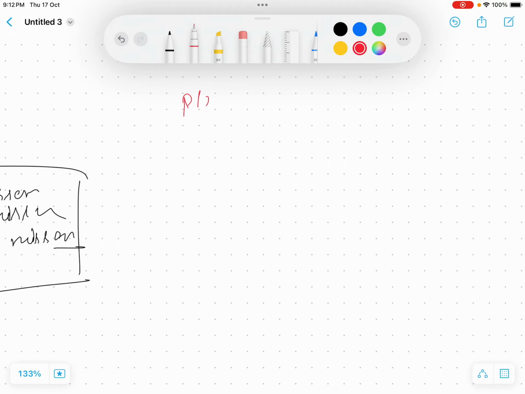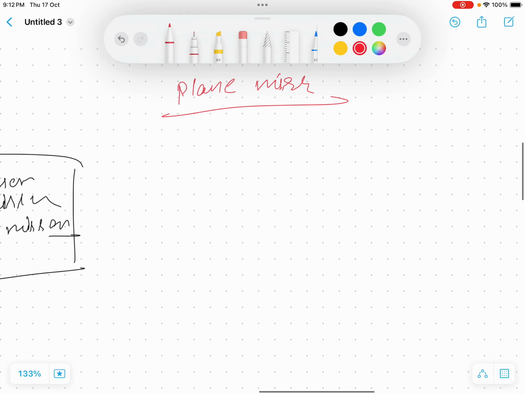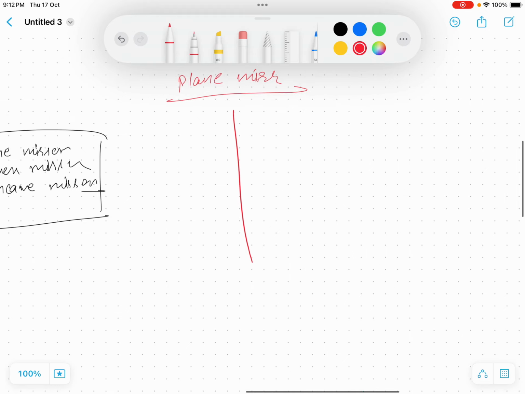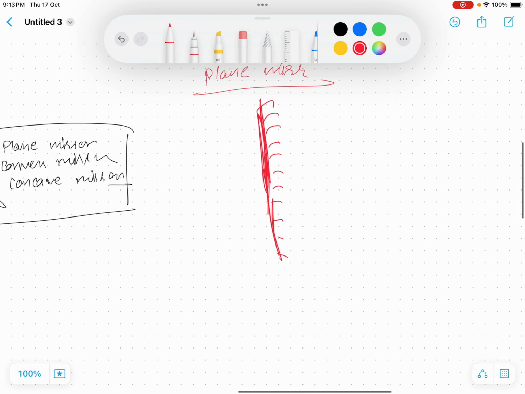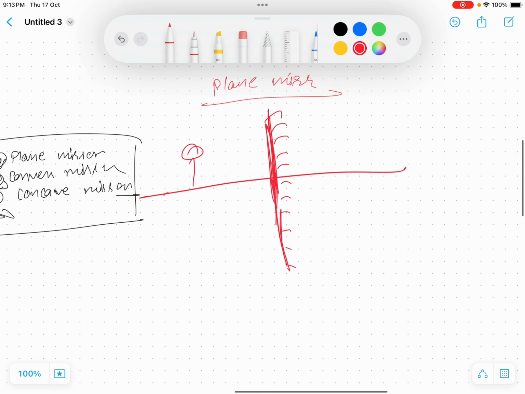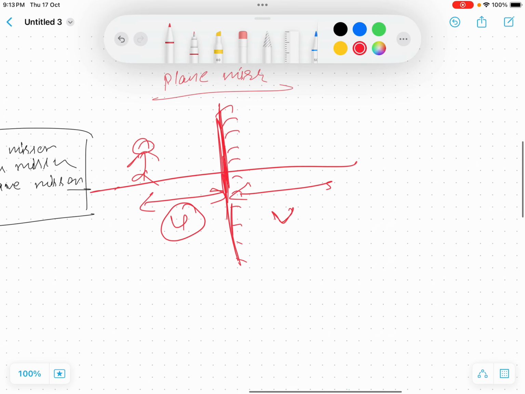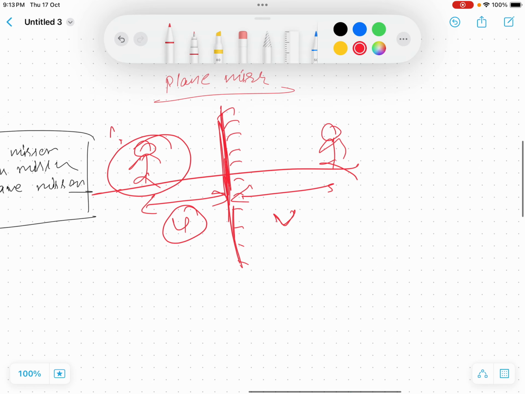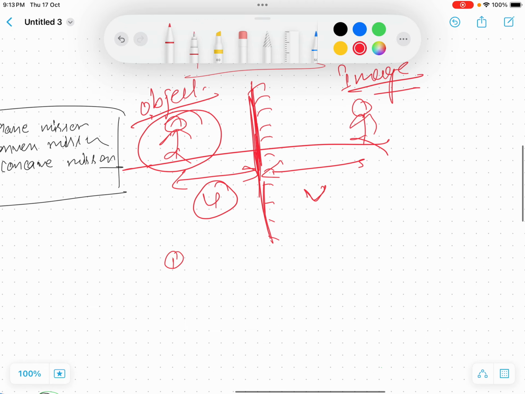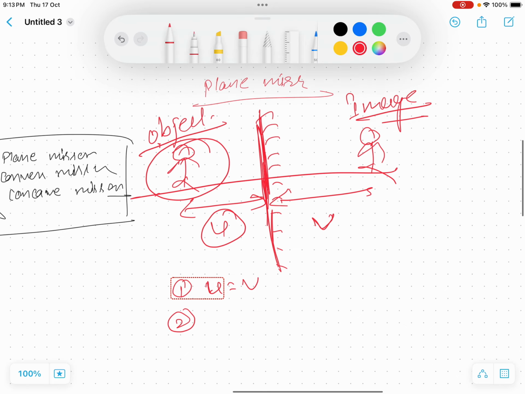Now let's get into detail. First let's talk about plane mirror. What is a plane mirror? A plane mirror is a mirror where one side is polished and has a very shiny surface. What are the properties of this plane mirror? The object distance and image distance are equal. If you stand here, this is the object and this is the image, and the image distance and object distance are equal in the plane mirror. So we can say u equals v.